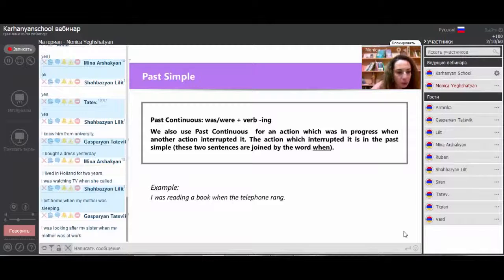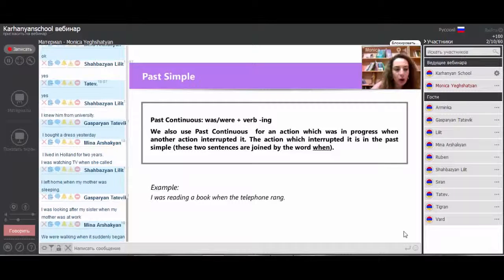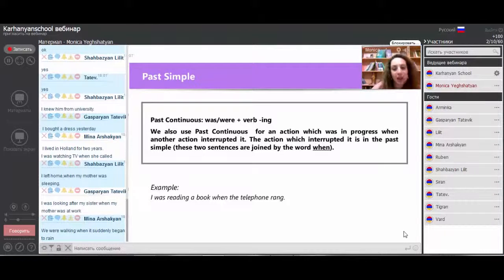Or let me check. Mina has already written: I was watching TV when she called. Yes, she was watching TV, and when she called, it is an interrupted action. Okay, we were walking when it suddenly began to rain. Yes, it began raining. Yes. Who else wants to write an example? Okay, let's continue.